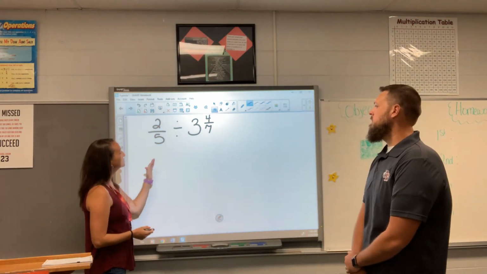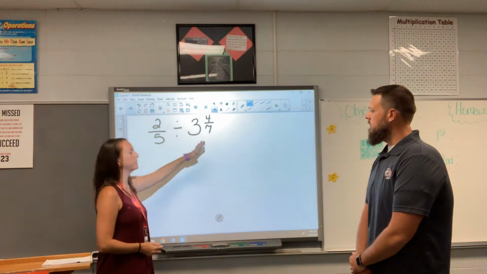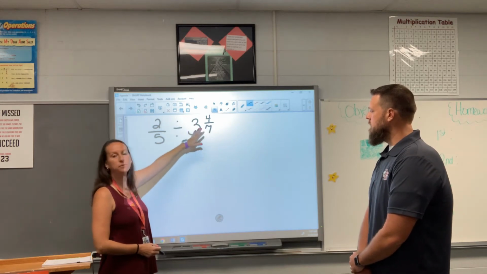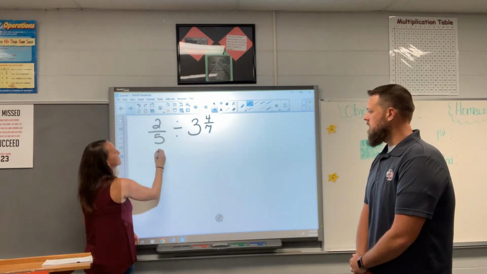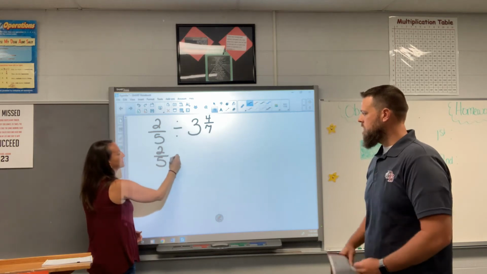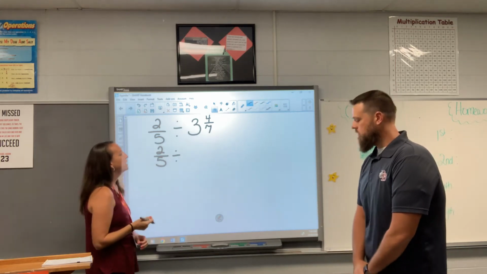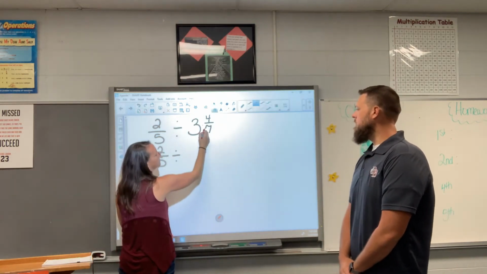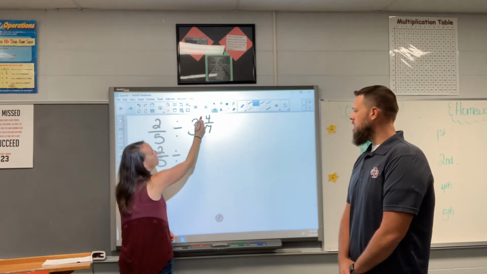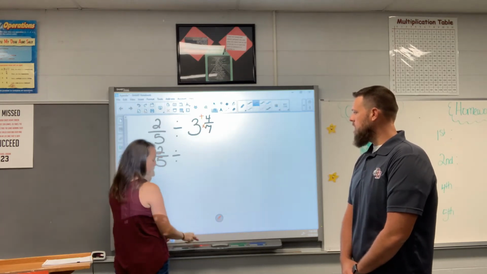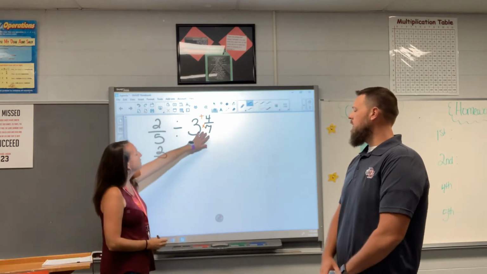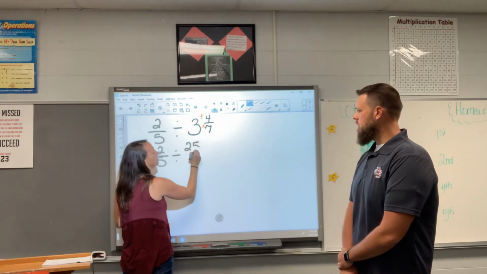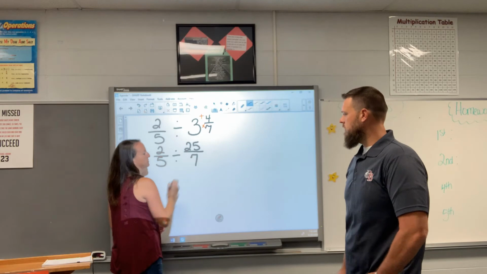So the process is still the same. We keep, change, flip. However, we cannot start the problem with a mixed number, so we have to convert the mixed number to an improper fraction. We're going to leave 2/5 alone because we don't need to do anything to it. We're leaving our division sign alone. And then we're going to convert this first. If you remember from earlier in the week, you multiply the denominator and the whole number, and then we add the numerator. So I know that 7 times 3 is 21, plus 4 more gives me 25. And then we keep our denominator of 7.